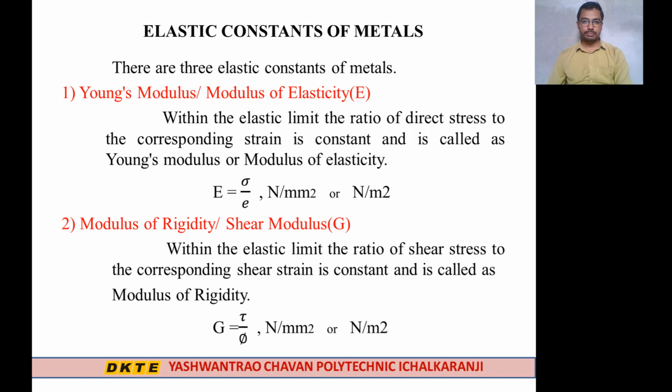First is the Young's modulus. Within the elastic limit, the ratio of direct stress to the corresponding strain is constant is called as Young's modulus, and Young's modulus is denoted by capital E. It is equal to stress upon strain and unit is Newton per millimeter square or Newton per meter square.